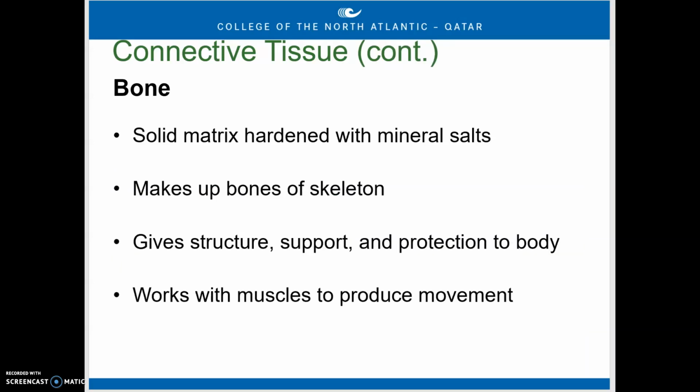And one of the last ones we'll talk about in connective tissue is bone. Now, bone matrix is a solid, okay? It's hardened with mineral salts. It makes up all of the bones in your body, your skeleton. It gives us our rigid structural support. It also provides a lot of protection. Think about the brain being completely surrounded by the skull. If you think about the cardiovascular system, the lungs and heart, and some of the digestive system, completely surrounded by ribs. So lots and lots of protection there. And it works with the muscles so that we can move. So it's quite an important tissue.